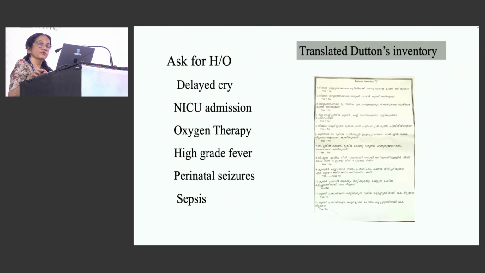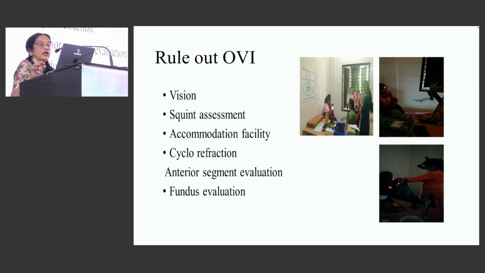But evaluation in our clinic starts with a meticulous history to suspect any perinatal insult. Then the child's parents have to fill in an inventory which will tell you about the visual behavior of the child. Then a detailed anterior segment, posterior segment and refraction will rule out the possible causes of ocular visual impairment.